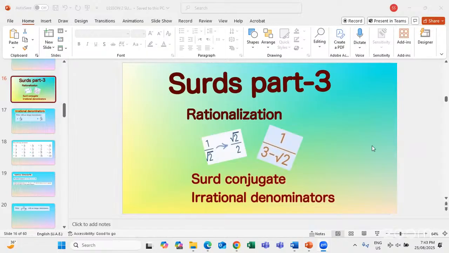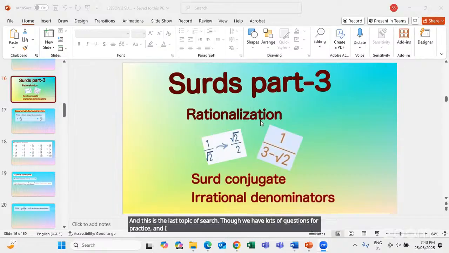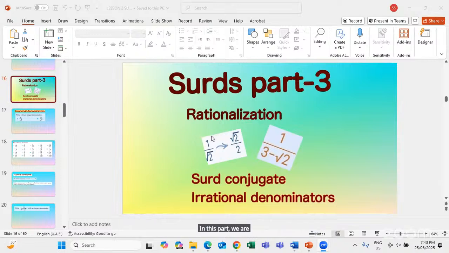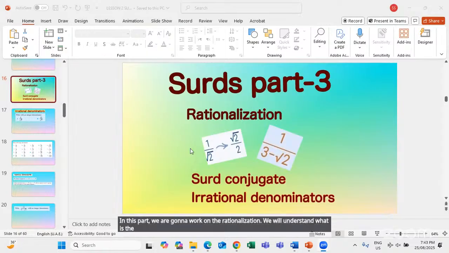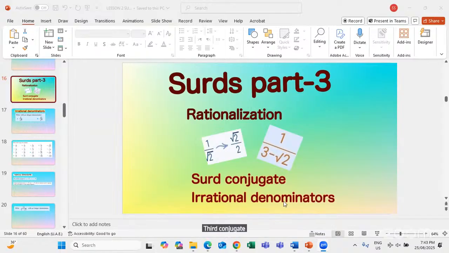Hello everyone. This is the third video on the topic Surds, and this is the last topic of Surds, though we have lots of questions for practice and I will be showing them by the end of the lesson. In this part, we are going to work on rationalization. We will understand what is the meaning of rationalization, surd conjugate, irrational denominators.